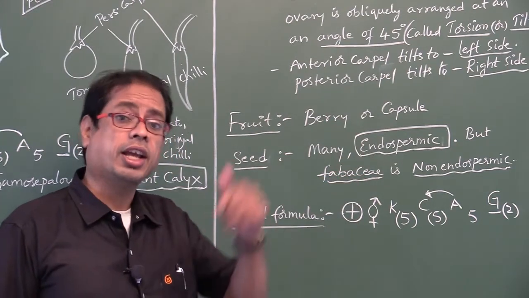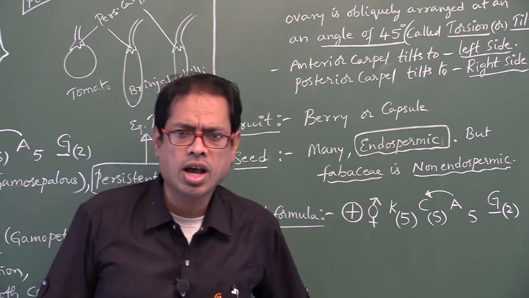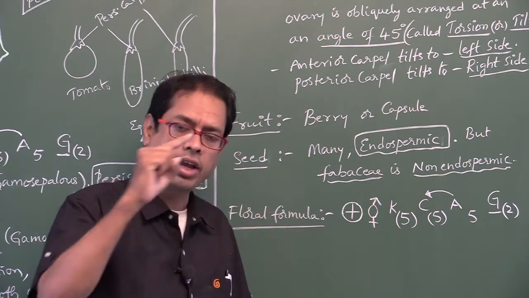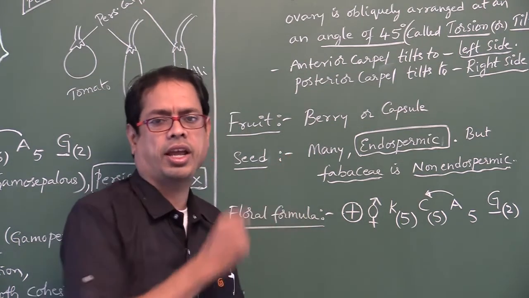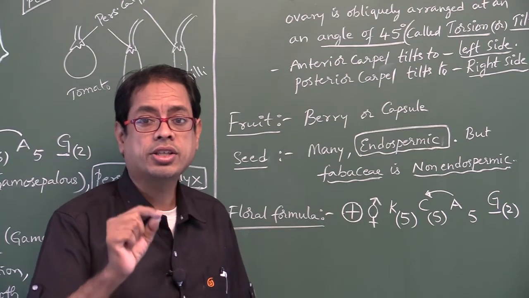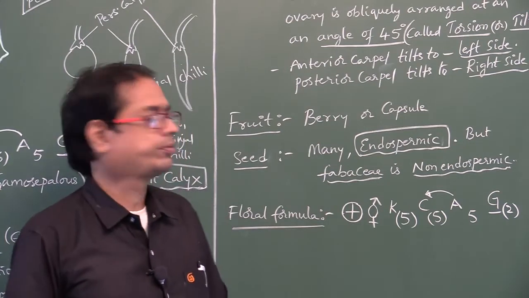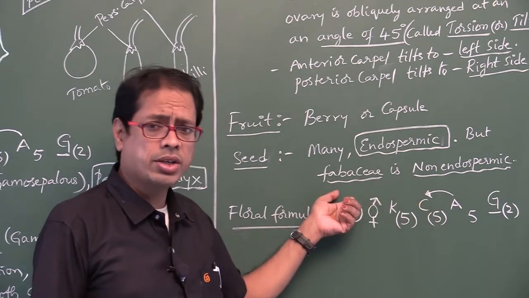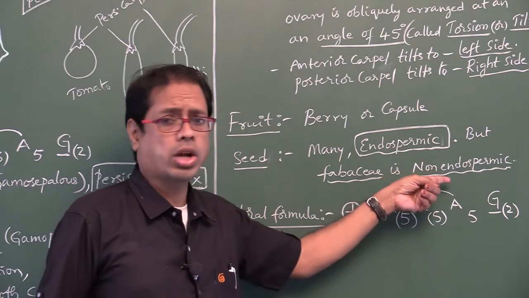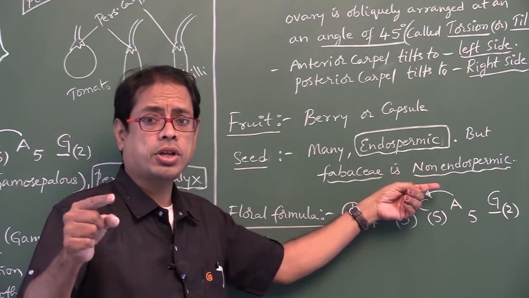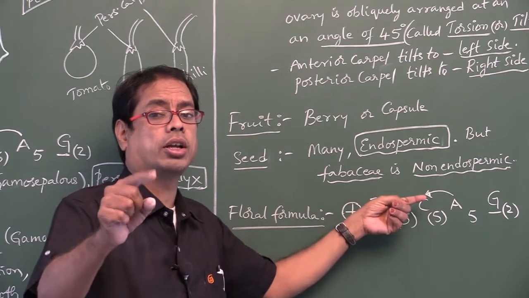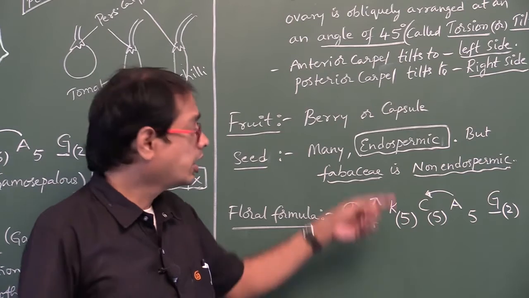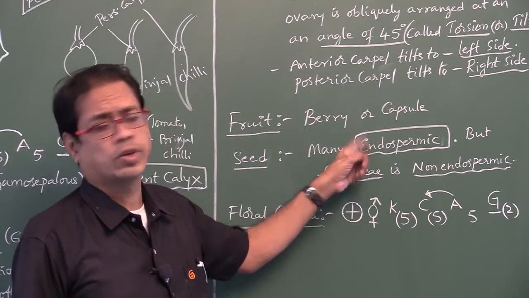That means the seed contains endosperm. Generally dicots are non-endospermic, but though Solanaceae belongs to dicot family, it is an exceptional case. So Solanaceae seeds are endospermic, but Fabaceae is non-endospermic. Fabaceae means dicot. Dicot means non-endospermic. Of course, Solanaceae also belongs to dicot, but it is an exceptional case. Dicot Solanaceae is endospermic.